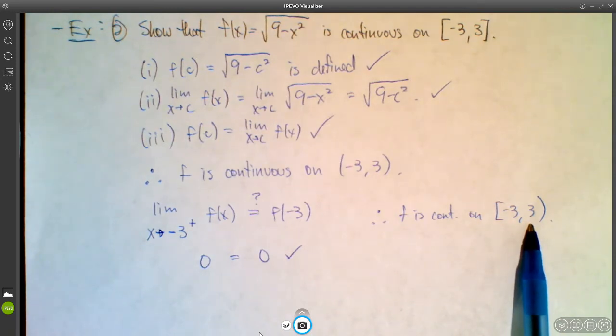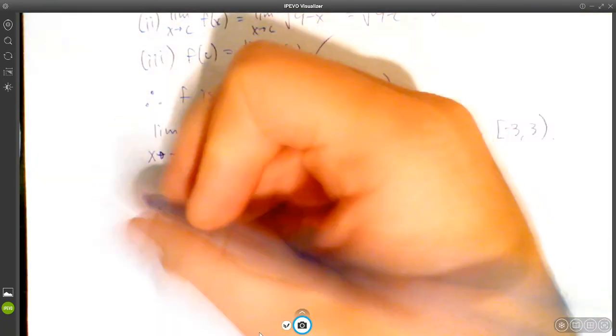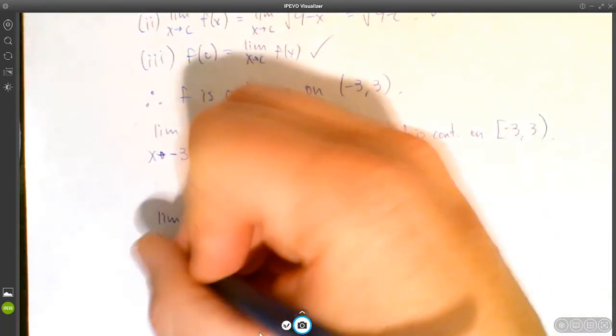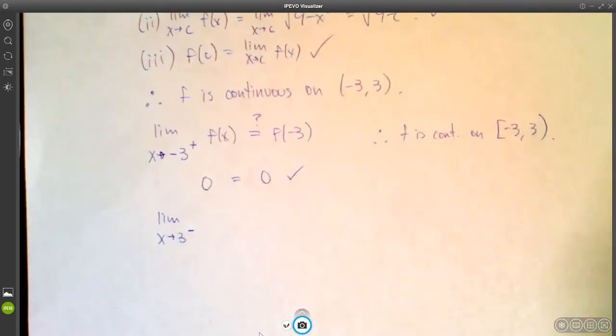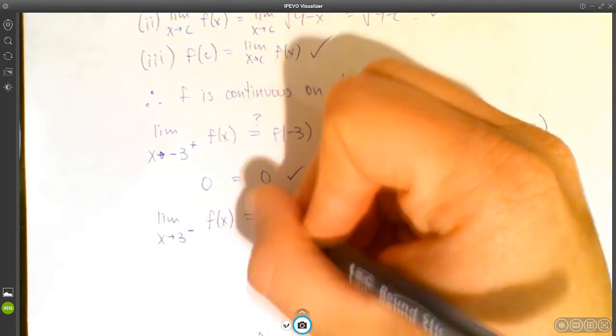So then the last condition we have to check is to make sure that the limit as x approaches 3 from the left is equal to f of 3. We have to be approaching from the left because the function is not defined for x greater than 3. But let's see. Is this equal to f of 3?